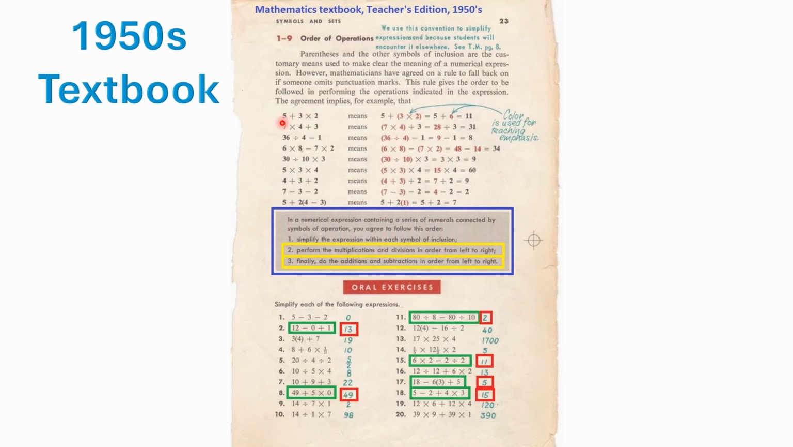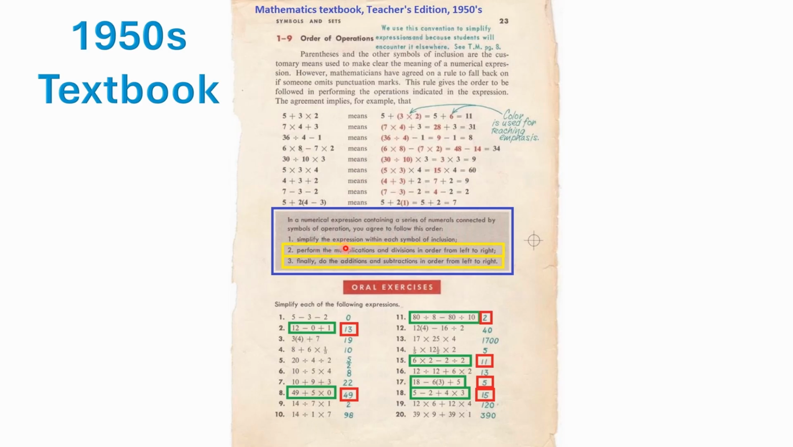And they use an example: 5 plus 3 times 2. Guess what? The answer to that is 11, because you are solving the multiplication before the addition. And they're using color here for emphasis. But basically, it says here, in a numerical expression containing a series of numerals connected by symbols of inclusion, symbols of operation, you agree to follow this order.